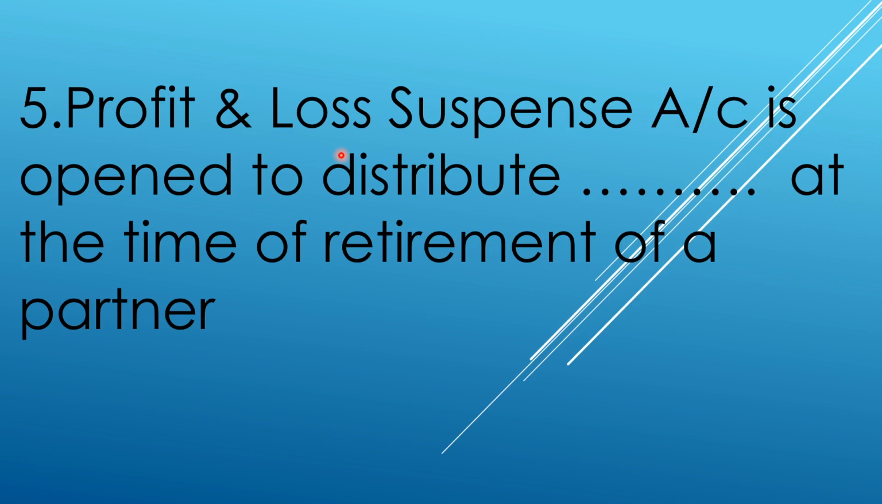So that time we have to open this new account, called profit and loss suspense account. And the reason behind it is that in the middle of the accounting year we cannot make any profit and loss appropriation account. Therefore we have to open a new short account, the profit and loss suspense account, for temporary purposes. After that, at the end of the year, that will be closed. So when off date retirement is here, that time this type of account, profit and loss suspense account, is opened.